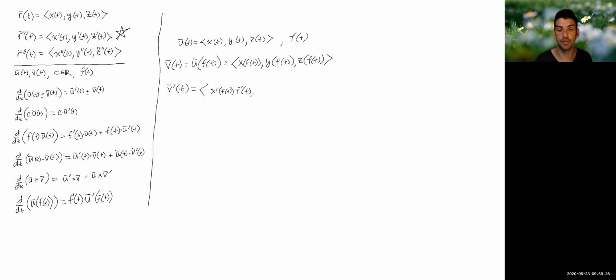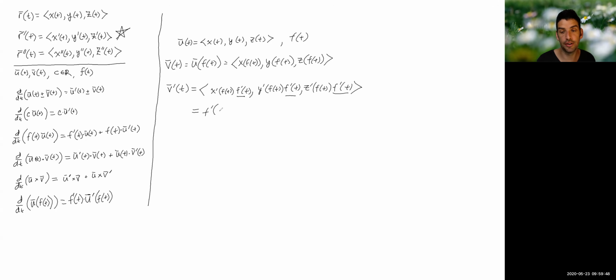That's just the chain rule. y prime of f of t times f prime of t, just our regular chain rule. z prime of f of t times f prime of t. And then we can notice that we're multiplying each of the components by the same thing here.